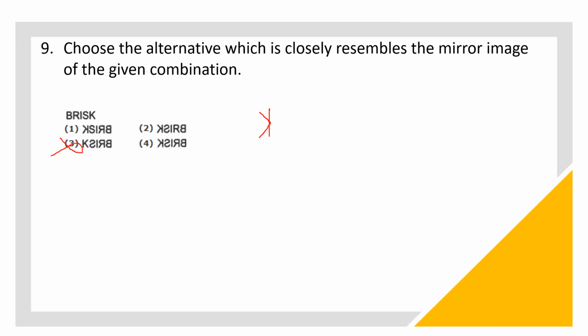K, next S will come. So the mirror image of S is like this. So in the first option the original image is there. So this is wrong. Observe 2 and 4. K, S, I, up to I is common. R, the mirror image of R is like this. So option 2 is also wrong. Option 4 is the correct option.